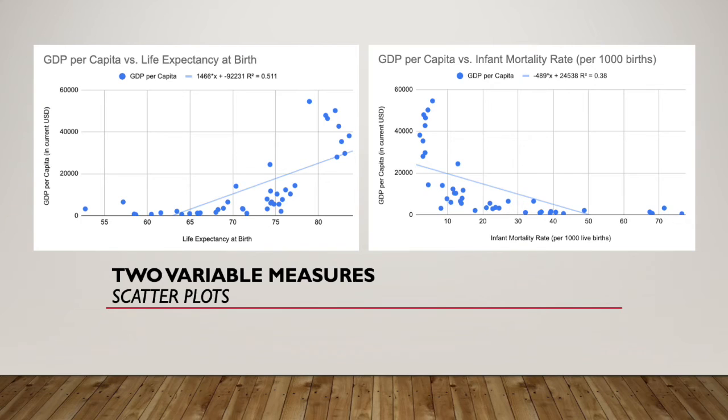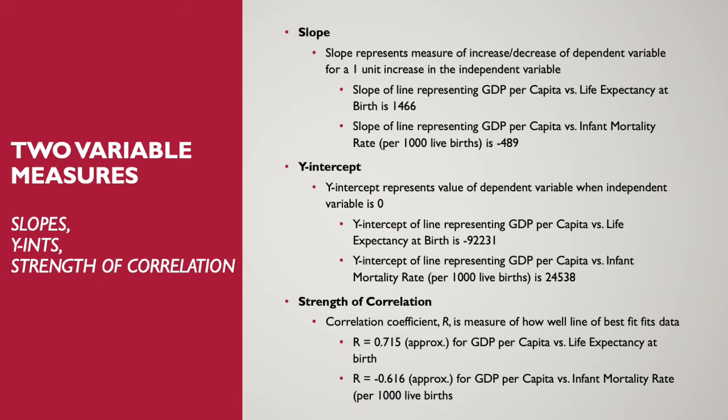The slope of a line represents a measure of increase/decrease of the dependent variable for a 1 unit increase in the independent variable. The slope of the line of best fit for GDP per capita versus life expectancy at birth is 1466, meaning that for each increase of 1 unit in a country's life expectancy at birth, the GDP per capita increases by $1466 US.